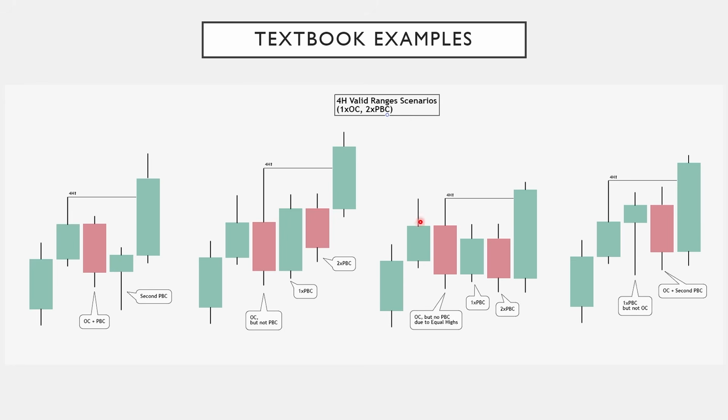Pushing up, equal highs. So this is an opposite candle, but it's not a pullback candle. So then we need 1, 2 pullback candles to then break the high. This pullback here is a valid range. Okay, push, pullback candle, but not an opposite. And then we get the opposite, which is also a pullback candle, break, perfect. Okay, those are your textbook scenarios when it comes to both 1 and 2 pullback candles.